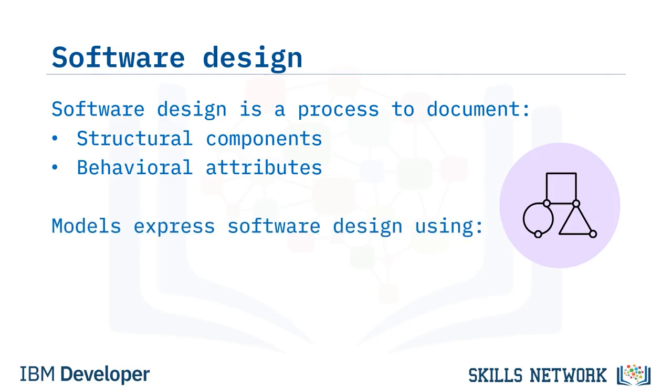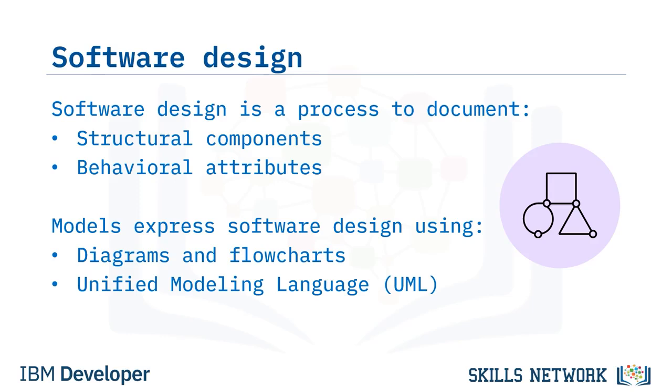One of the key activities of the design process is modeling the software to express its design. This involves creating visual or diagrammatic representations of the bigger software solution and its subcomponents, as well as the interactions between them. This can be done using simple flowcharts or more standardized methods like UML.